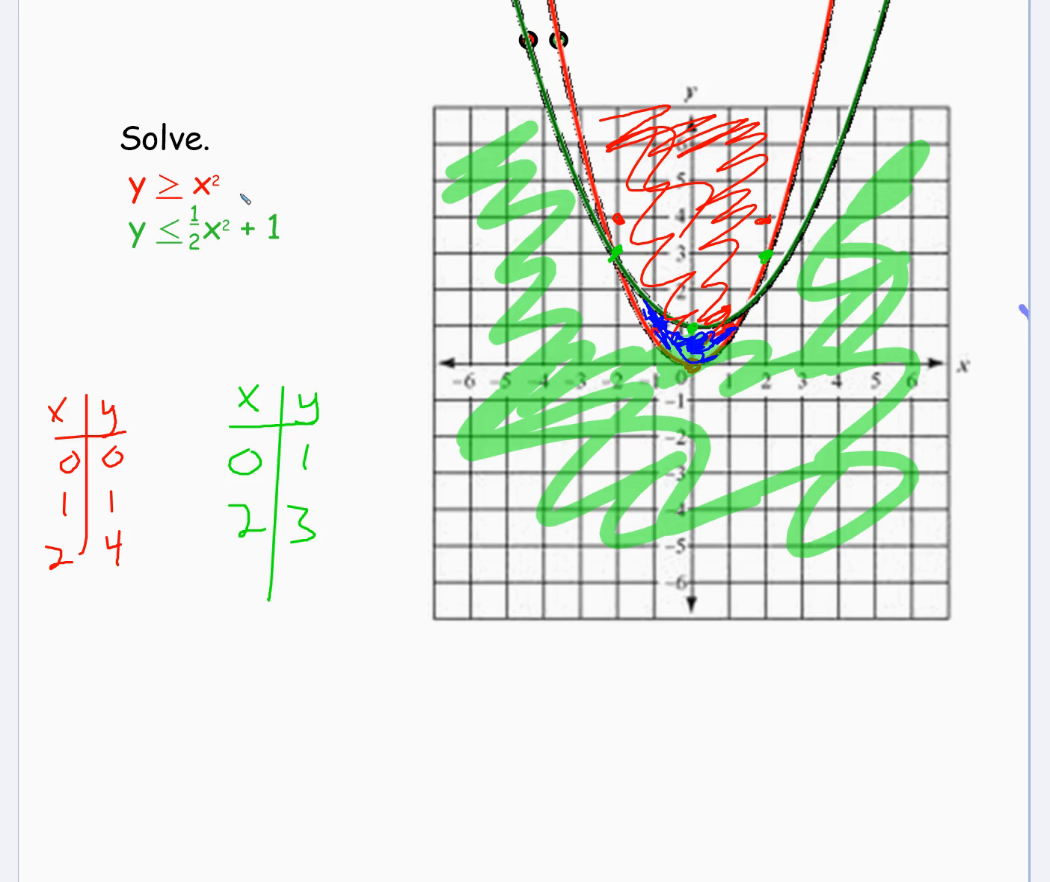And that's solving systems of inequalities. We want to graph each of the inequalities and find out where they overlap.